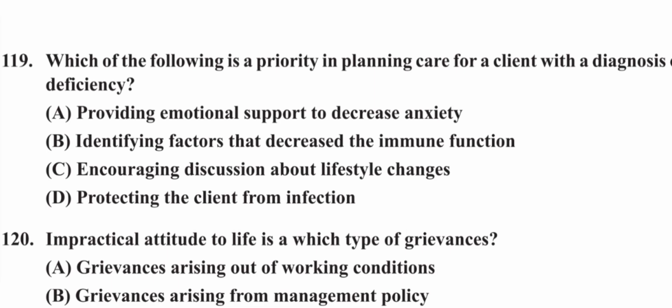Next question: which of the following is a priority in planning care for a client with a diagnosis of immune deficiency? Option A, providing emotional support to decrease anxiety. Identifying factors that decrease the immune function. Encouraging discussion about lifestyle changes. And protecting the client from infection. Answer is protecting the client from infection.